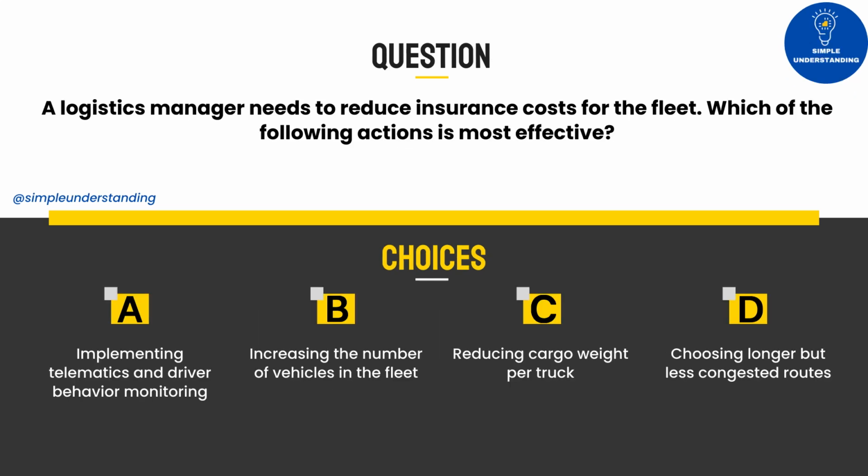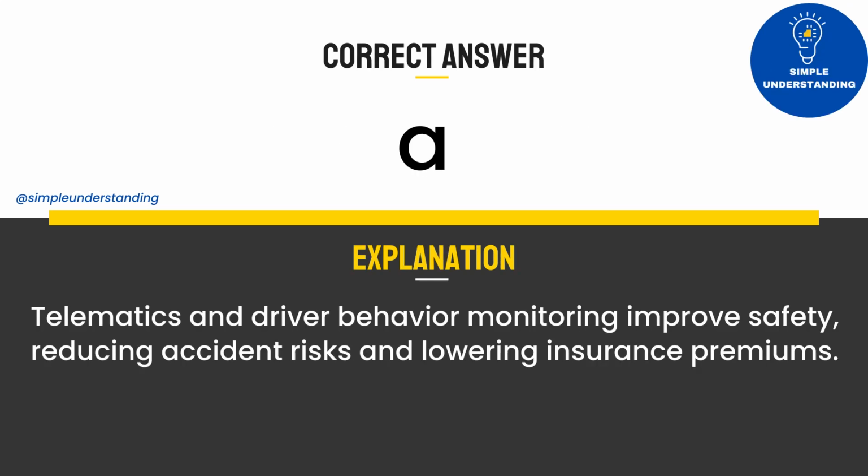9. A logistics manager needs to reduce insurance costs for the fleet. Which of the following actions is most effective? A. Implementing telematics and driver behavior monitoring. B. Increasing the number of vehicles in the fleet. C. Reducing cargo weight per truck. D. Choosing longer but less congested routes. Correct answer: A. Explanation: telematics and driver behavior monitoring improve safety, reducing accident risks and lowering insurance premiums.